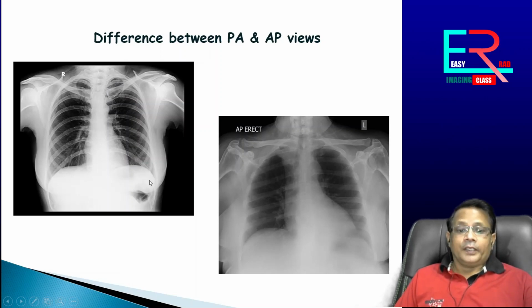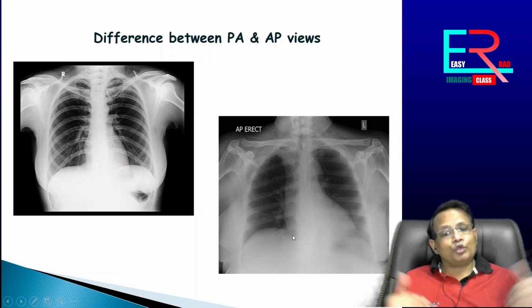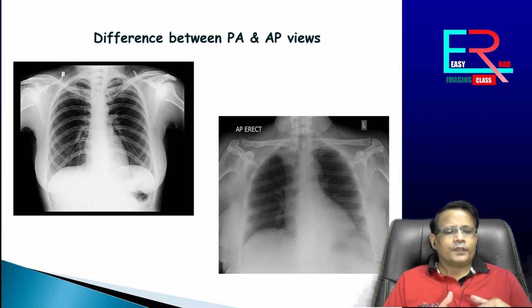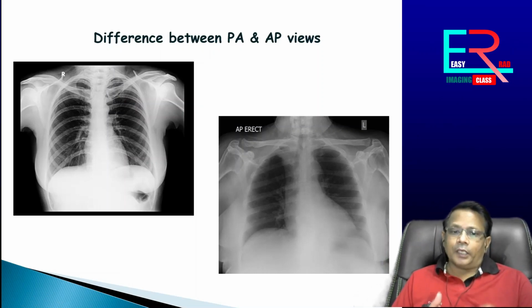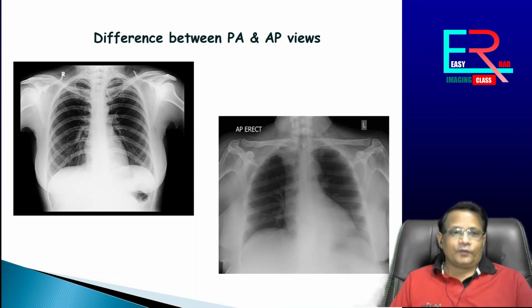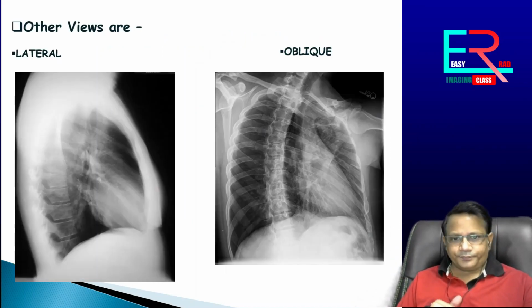In case of the PA view, you will find a deeply notched cardiophrenic angle, whereas you will find a blurred cardiophrenic angle in the AP view. So these are some differentiating points, but the ultimate answer will be given by the radiographer or the concerned technician. The final answer will be given by the radiographer or the technician.